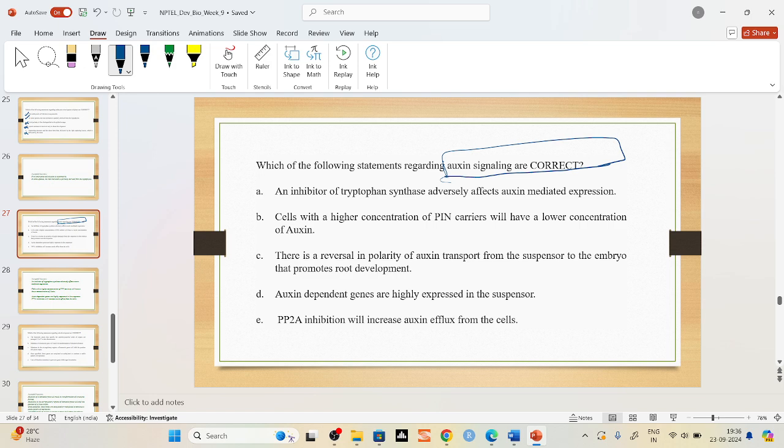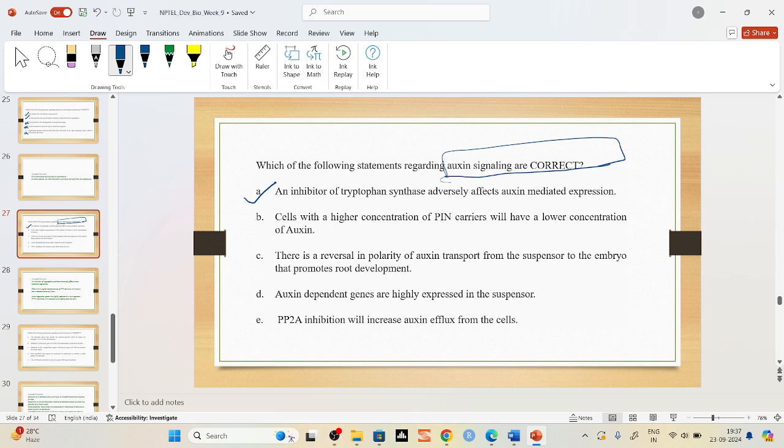So let us see. The first option says, an inhibitor of tryptophan synthase adversely affects auxin mediated expression. Will this be a correct statement or an incorrect statement? This will be a correct statement. Why? Because what is the precursor of auxin? Auxin is formed from tryptophan. So tryptophan is the precursor for auxin.